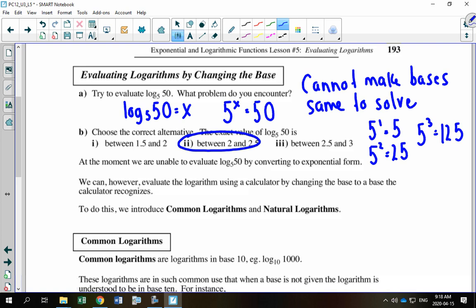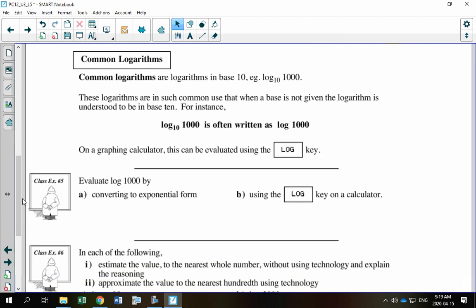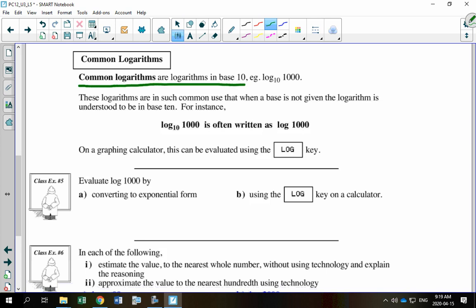We can, however, evaluate logs using a calculator by changing the base to a base that our calculator recognizes. So this is where we talk about common and natural logs. A common log is base 10. So when that little base number is 10, for example, if I have log base 10 of 1,000, that would be called a common log. So a common log, again, is base 10.